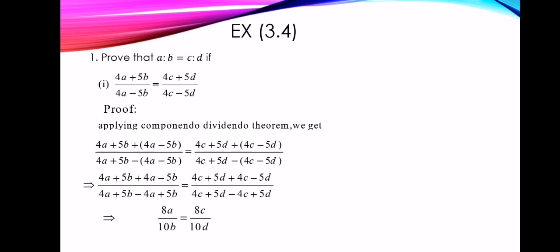Since we are going to prove that A by B is equal to C by D, and to get the required result we will have to multiply both sides by 10 by 8. By multiplying both sides by 10 by 8, we just get A by B is equal to C by D, or A ratio B is equal to C ratio D, which is the required result.